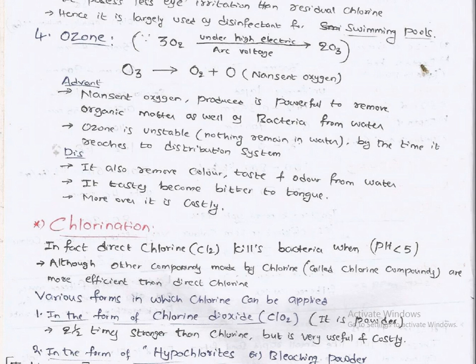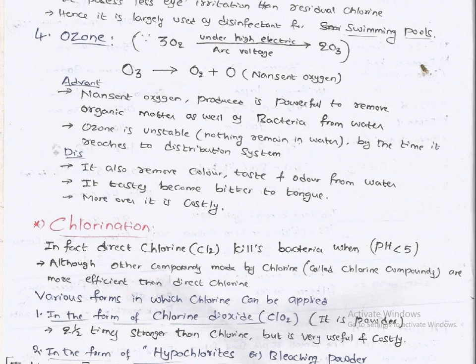Ozone is unsuitable because nothing remains in the water by the time it reaches the distribution system. Disadvantage: it also removes color, taste, and odor of water. Its taste becomes bitter to the tongue when ozone is used. Moreover, it is costly. Now, chlorination in detail.